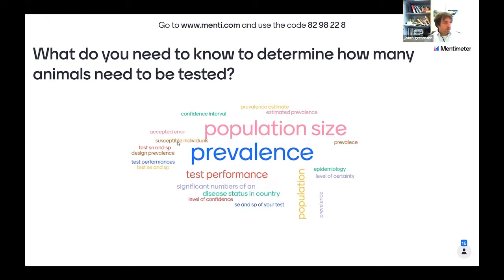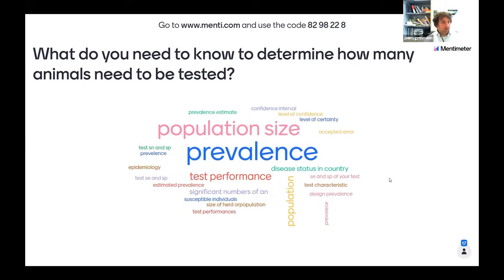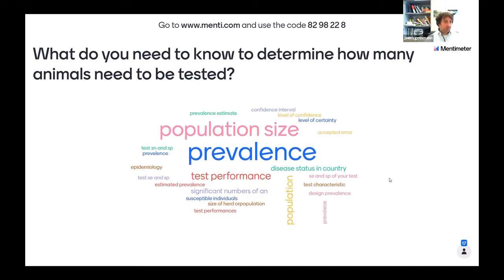And I need, yes, susceptible animals. So I need epidemiological background. I need to know how the disease behaves. So if you remember the presentation this morning, it can be very different between different diseases. So it's very important to have at least several of this information.